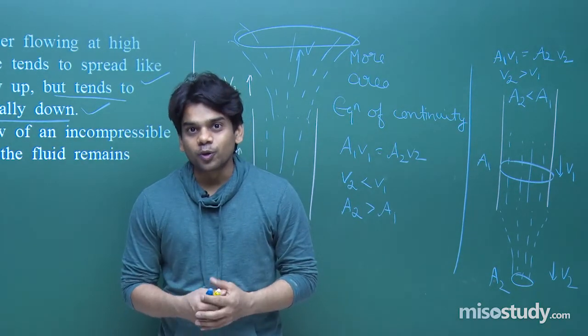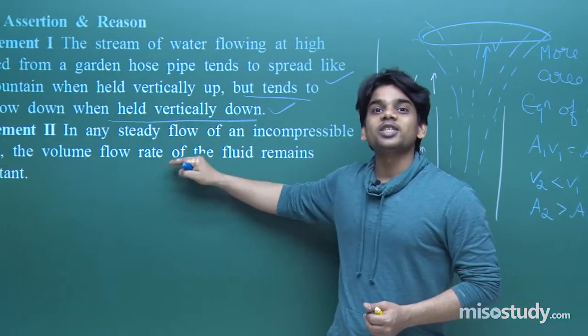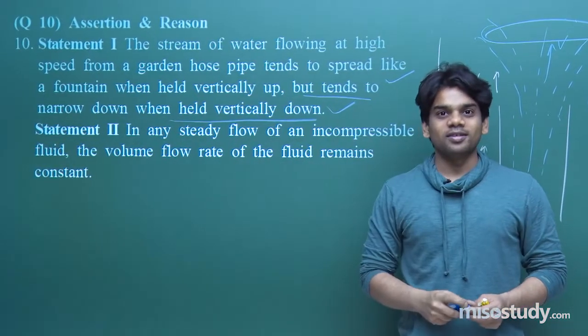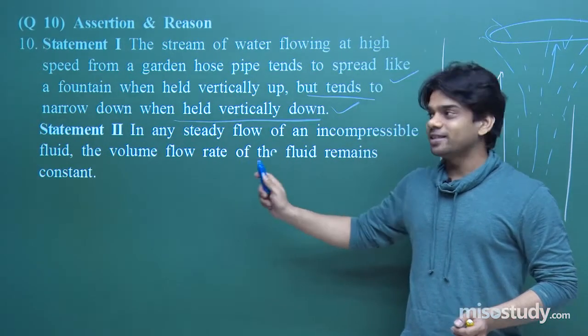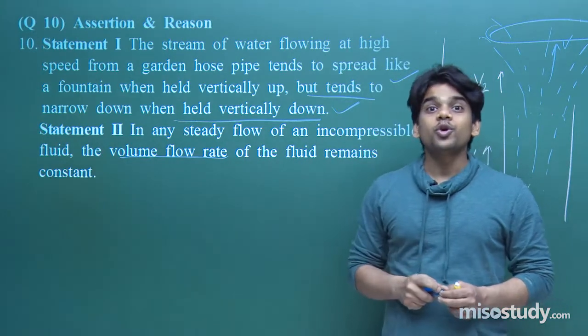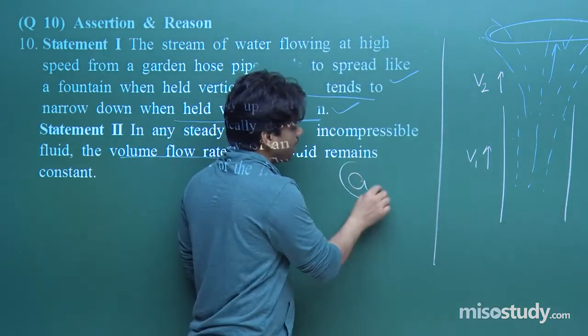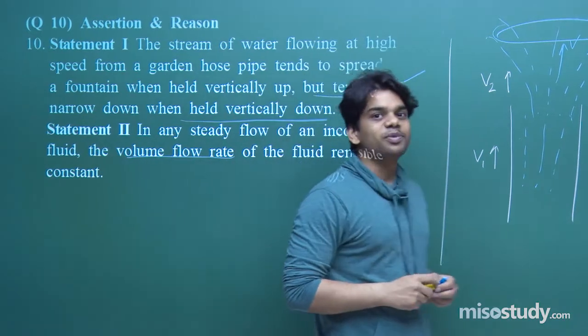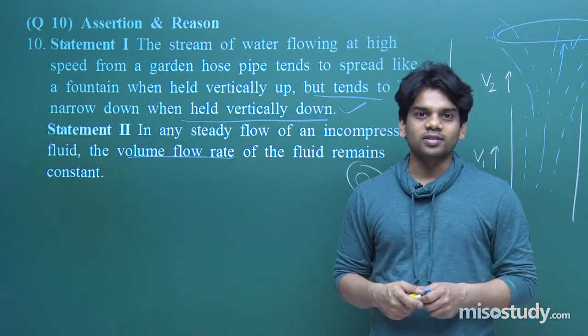So which option do you have to choose? 1 is true, 2 is true, and 2 is the explanation of the first one. Directly, it's not given about the equation of continuity, but the equation of continuity is hidden in this statement: volume flow rate. So you have to choose option A as the right answer. Both are true, and 2 is the correct explanation for the first statement. Hope you have got to know how to solve such kind of question.